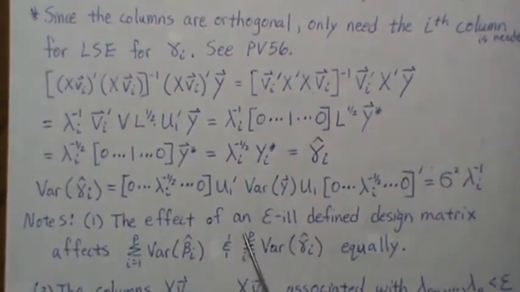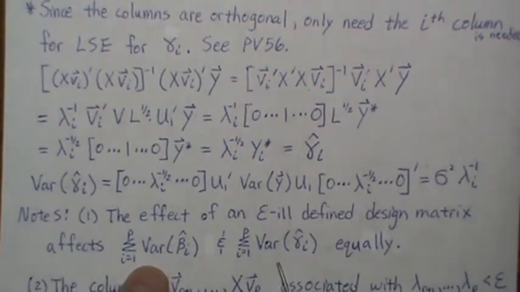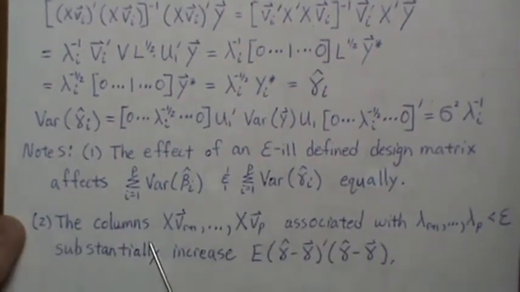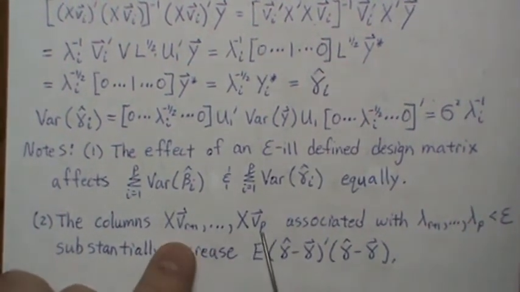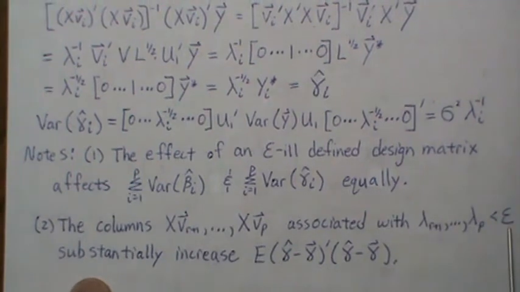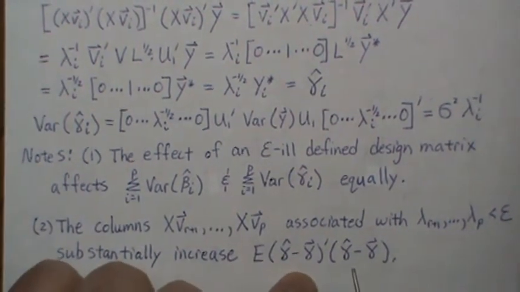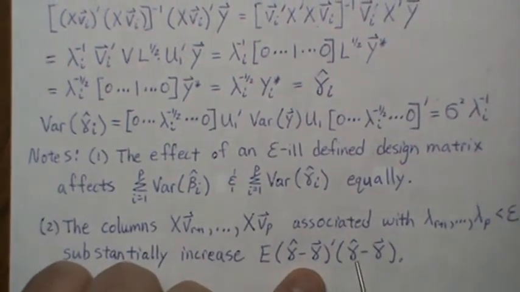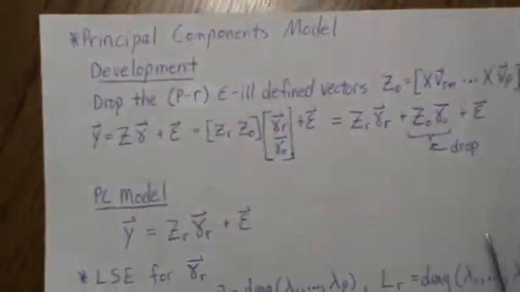Note 1, the effect of an ill-defined design matrix affects both of these sums equally. Remember, these are the ill-conditioned columns associated with the lambda values that are really small, say less than epsilon. They substantially increase this mean squared length here. So now the idea in principal components is this.